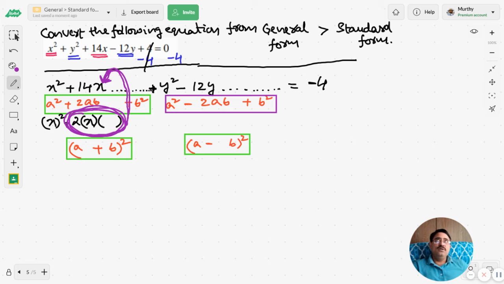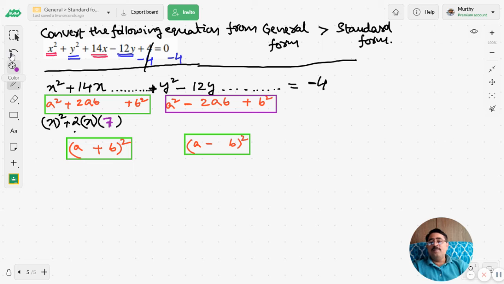2 ones, it's not 14. 2 twos, it's not 14. 2 times 5 is 10, not 14. 2 times 6 is 12. 2 times 7, yes it is. Therefore, in the place of b, I can take 7. So 2x times 7, that is 14x, right?